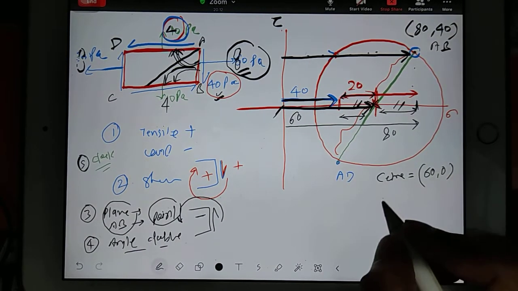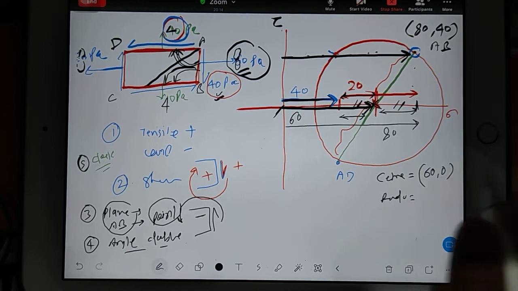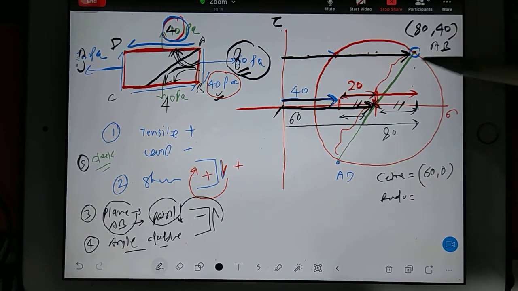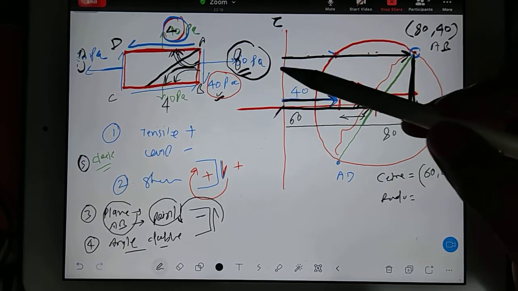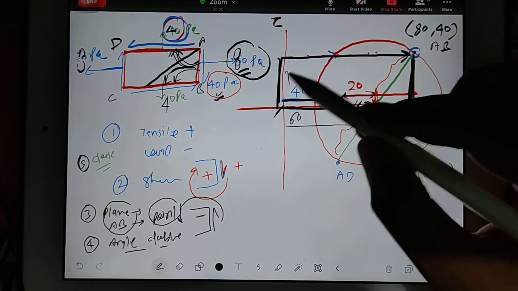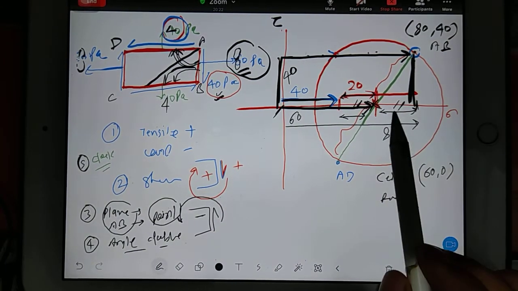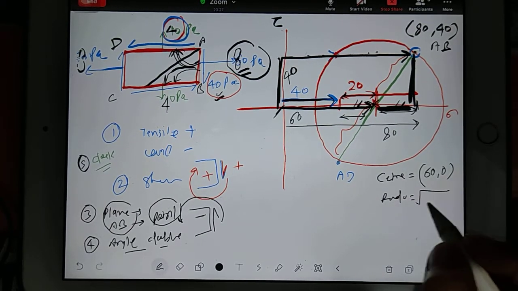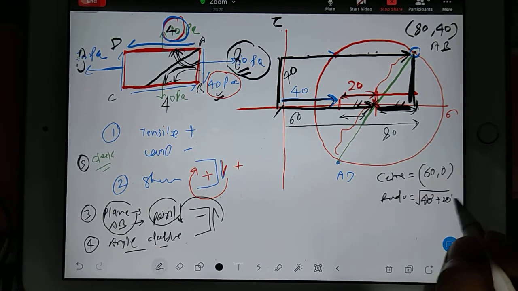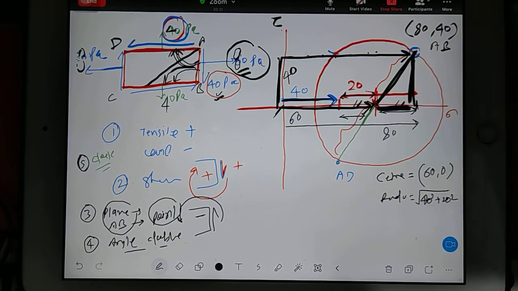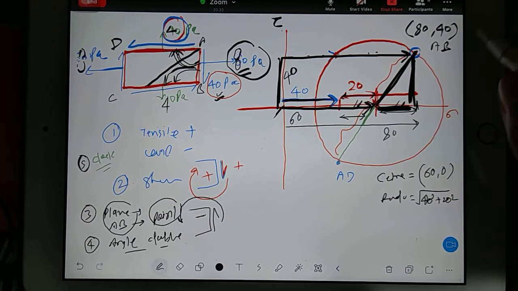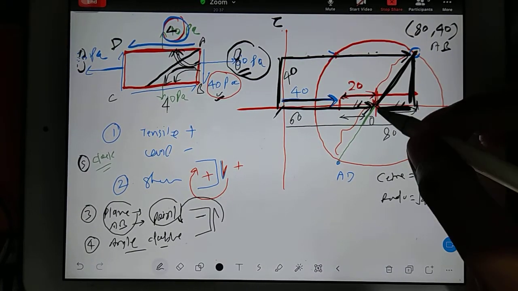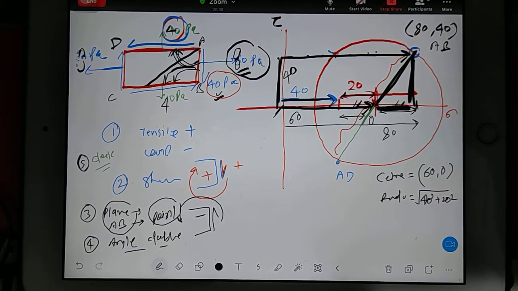Now next thing, what about your radius? Can we find out radius? Easily we can find out radius. How? This length is nothing but shear stress. That shear stress value is given as 40. And after that, what about this length? Just now we have got 20. So 40 and 20, you can apply Pythagoras, 40 square plus 20 square, and you can find out this length. Okay, suppose name of the center is O. So anyway, we got center location and radius of the circle.